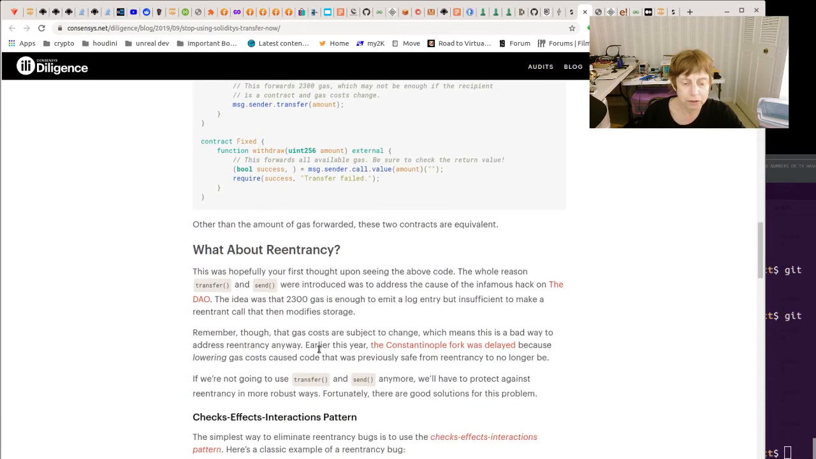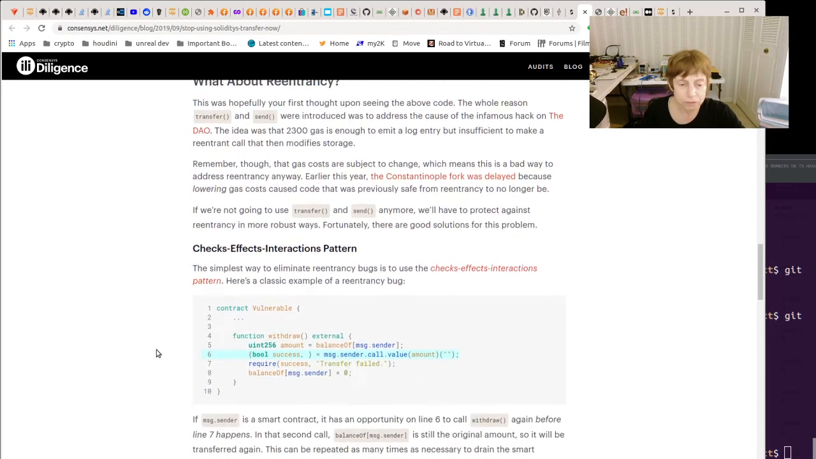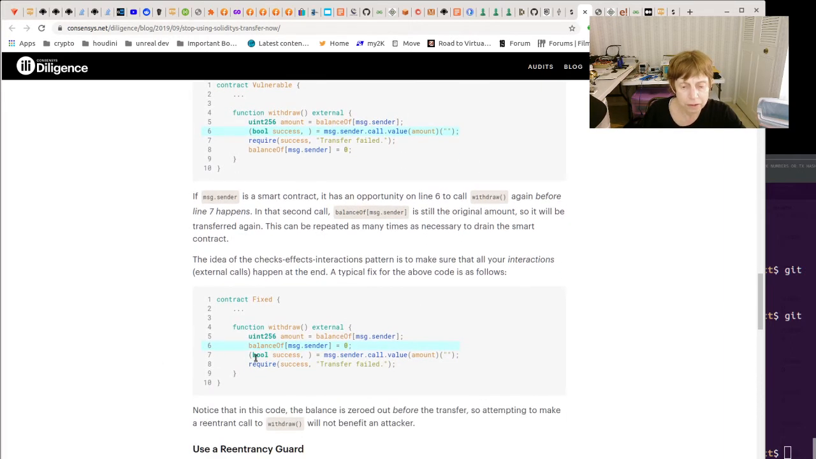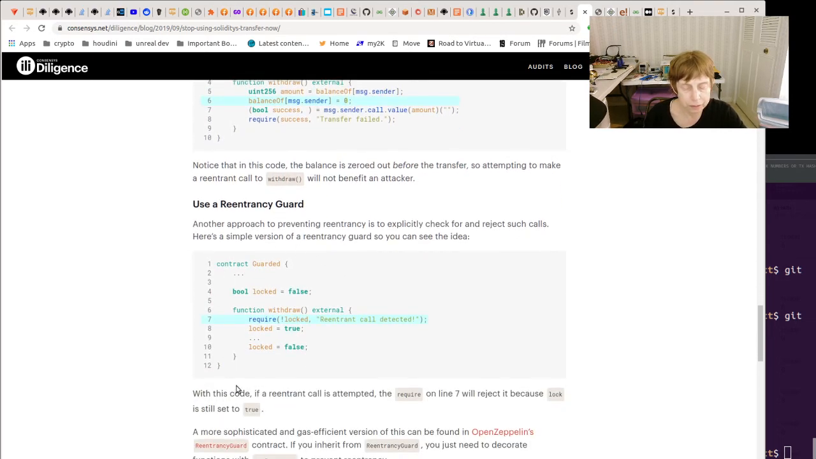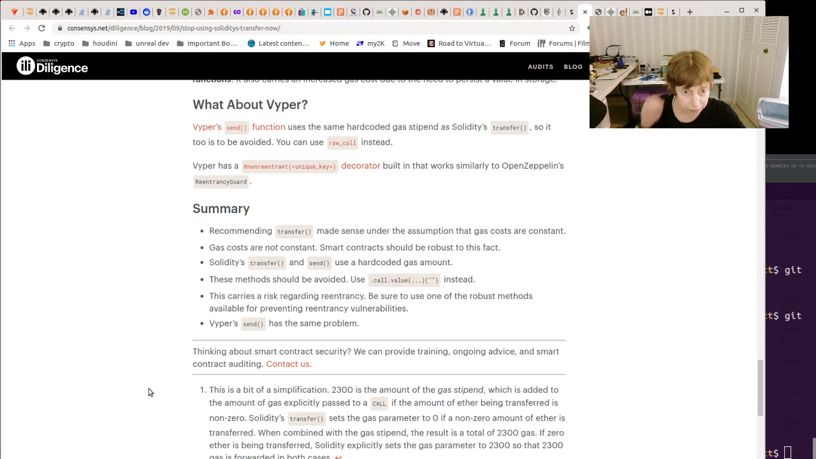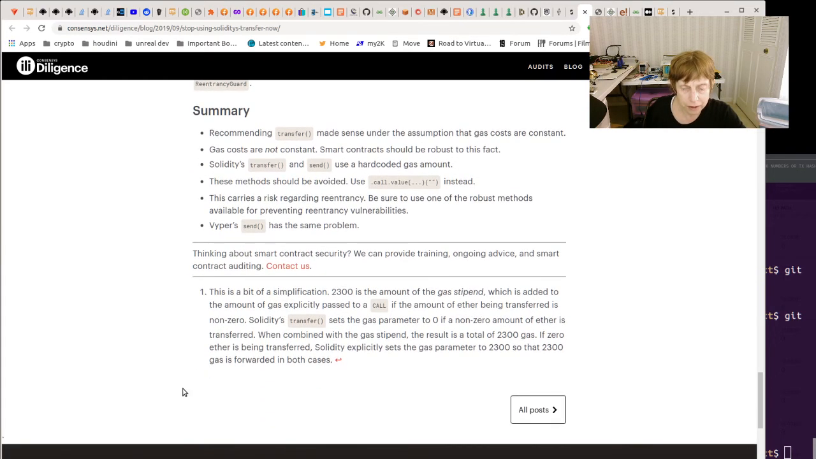And again, this article goes over various ways of avoiding reentrancy. This is an excellent article. They do give you an example of vulnerable code, because it does require setting the balance to 0 before it makes the call. So if someone comes back in, it's already set to 0. And again, this method we just talked about, and there are some more sophisticated methods. So this article sums it up pretty well here, and I would recommend it.